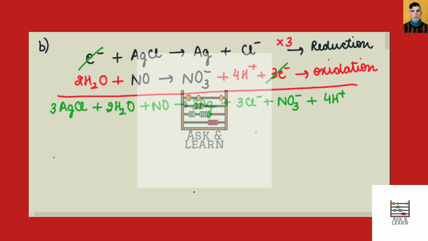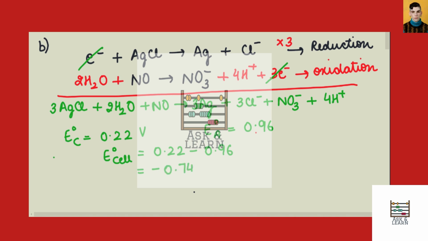Now, if you look at the appendix D, the reduction occurs at cathode. That means E naught cathode is equal to 0.22 volt, and the oxidation occurs at anode. Therefore, E naught anode is 0.96, and E naught cell comes out to be E naught cathode minus E naught anode, which is equal to minus 0.74. Now, since E naught is less than 0, the reaction is not spontaneous. Hope that helps.